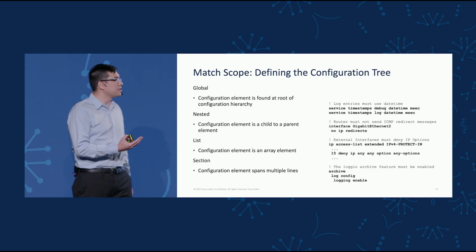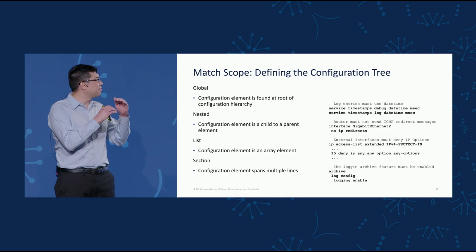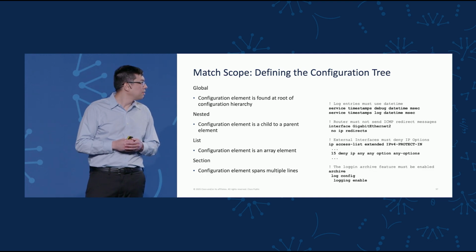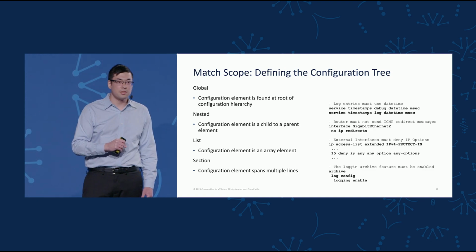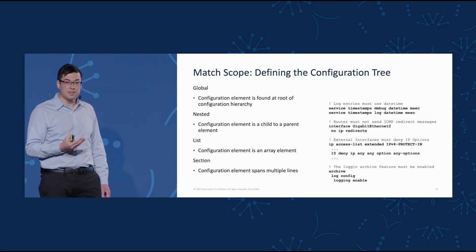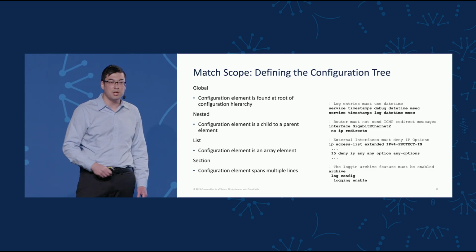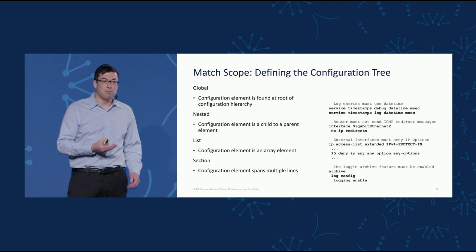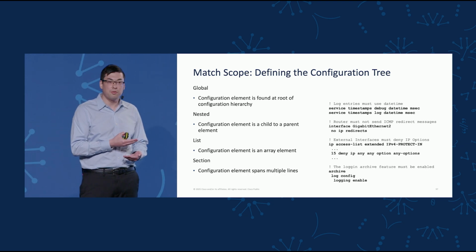Okay, finally, match scope. Depending where in the configuration tree, we have global. In this case, service timestamps is a global configuration. We have nested, where in this example, no IP redirects is a configuration we're matching for underneath an interface. We have lists, where we want to match some value within a list, in this case, a deny statement underneath an ACL. And then finally, a section, where multiple lines of configuration must exist and match in order for that feature to be enabled.